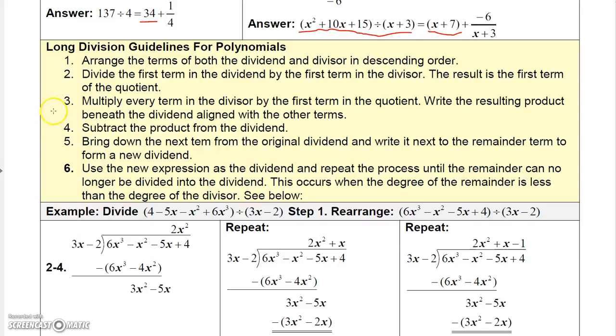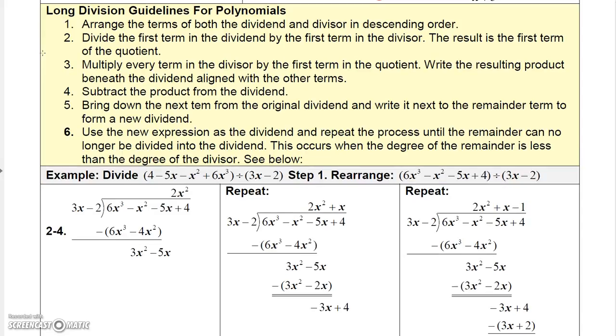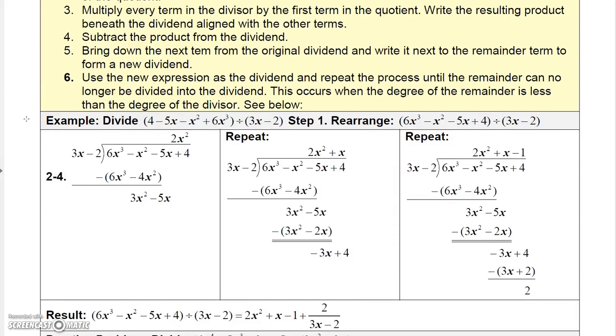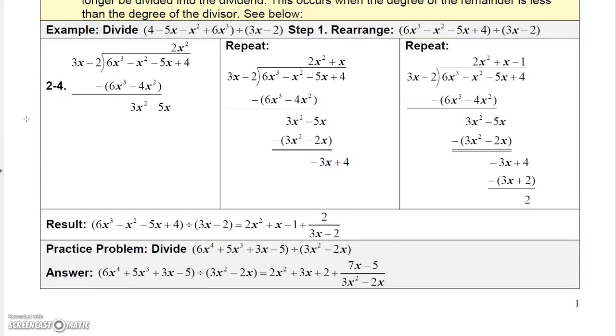Pause the video and read these guidelines for dividing polynomials. It's important that everything is written in descending order, so that when you divide, you have them in the right order. Basically, after you read this, go ahead and play the video, and I'll show you how to do some dividing.